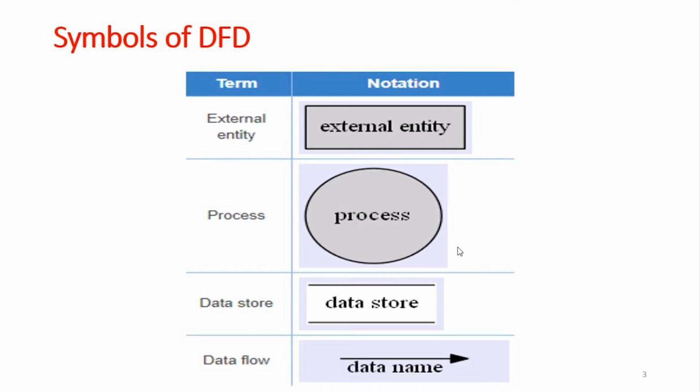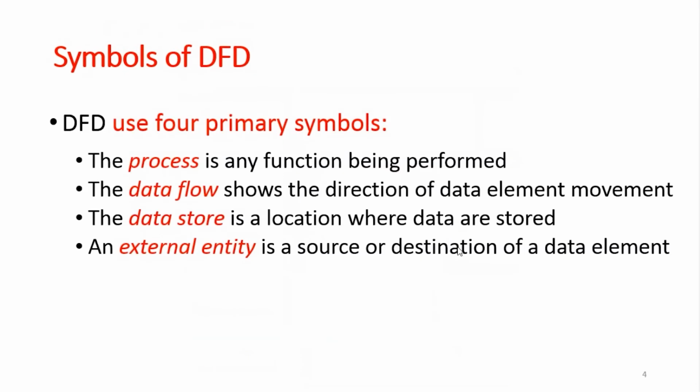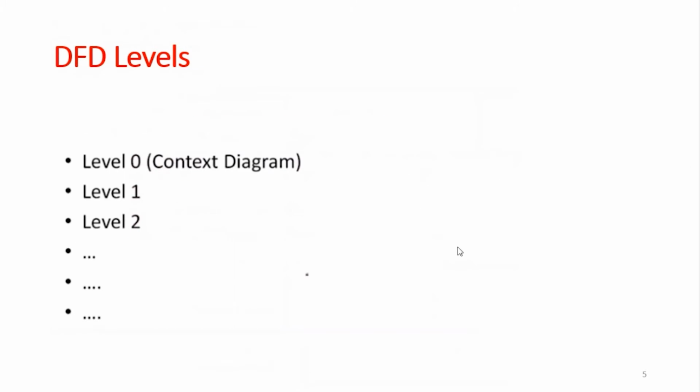And the next one is the data flow. That is nothing but where your data is flowing from one component to another component. It is represented via this directed arc with the data name, whatever the operation you want to represent. So what is each of these symbols representing?